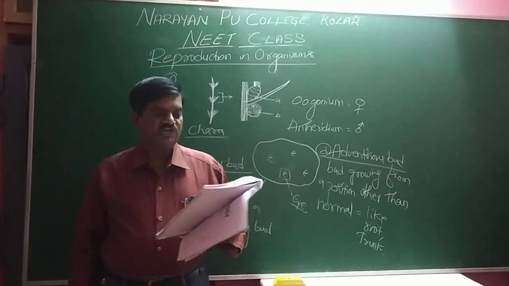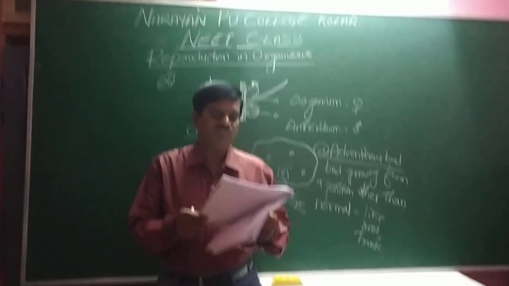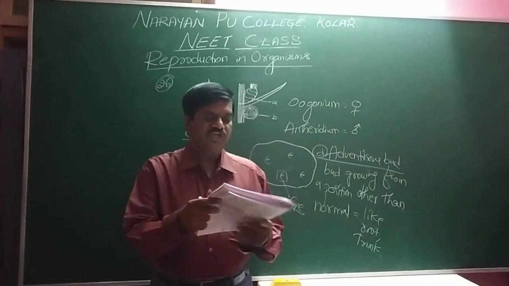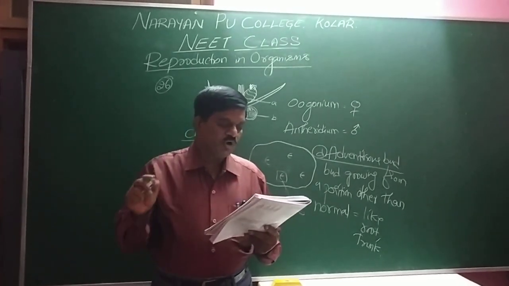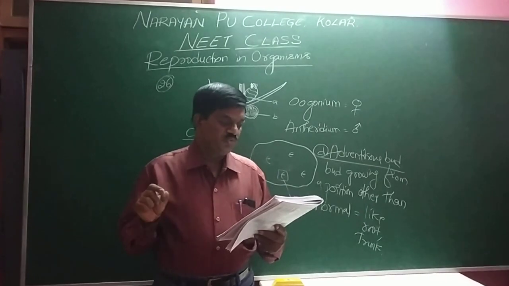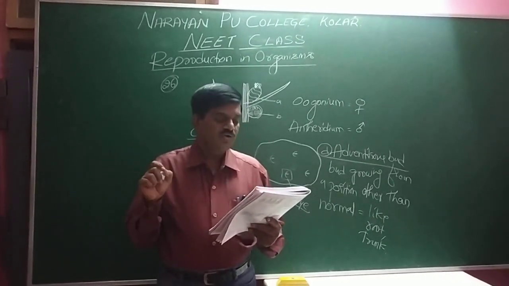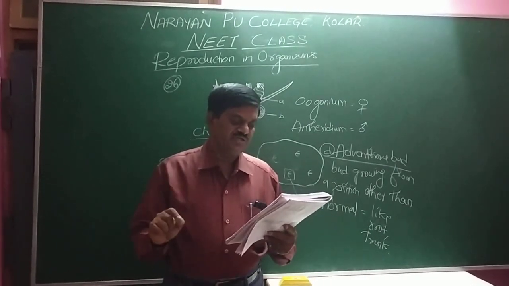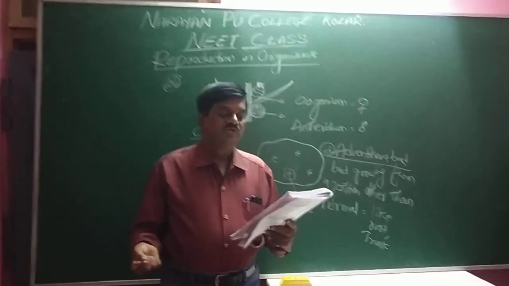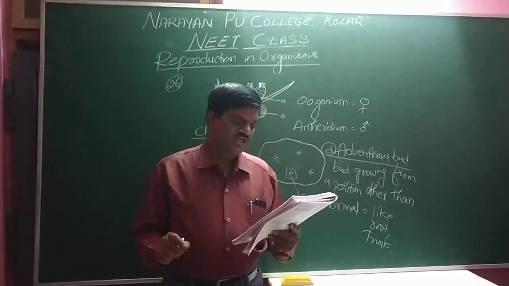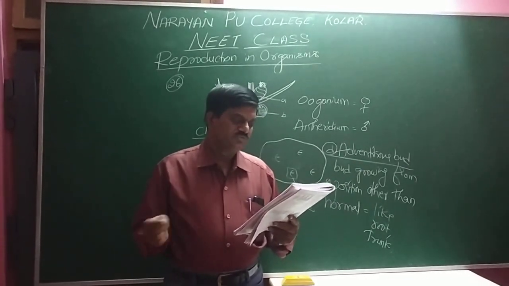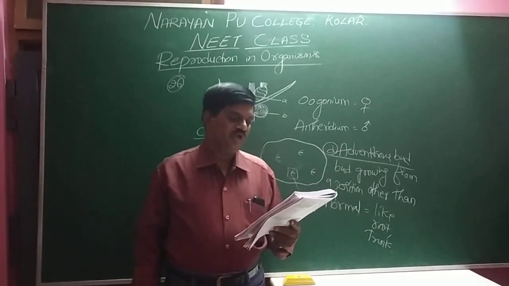Next question, 31st. Which type of fertilization is found in most of the algae? External, first option. Second option, internal. Third option, both 1 and 2. Fourth option, none of the above.